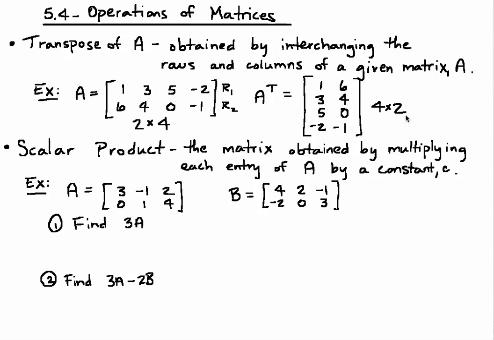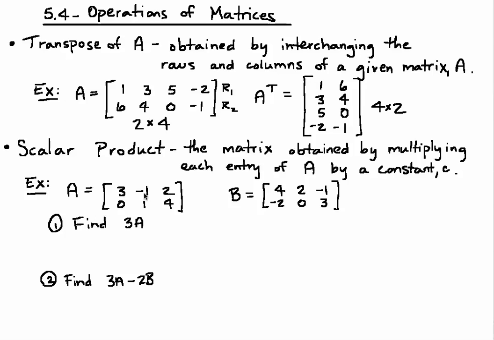And then finally in 5.4, the scalar product. This is the matrix obtained by multiplying each entry of A by a constant, which we usually call C. If you read the textbook, it will describe it as C. So in example 1, it asks us to find 3A. This means that we're going to multiply 3 by every entry in the matrix.